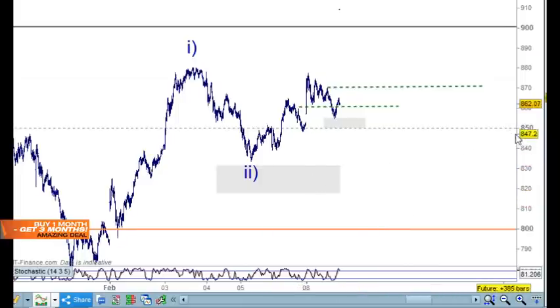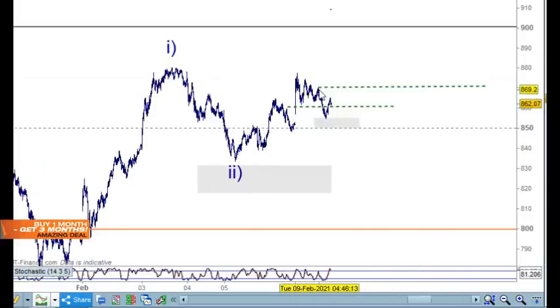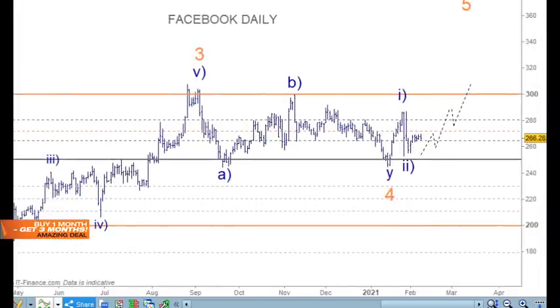So yeah, look, it should stay above the 850. It may even be done and dusted now. So being long above that high there would be the safe trade. And the next one is Facebook.